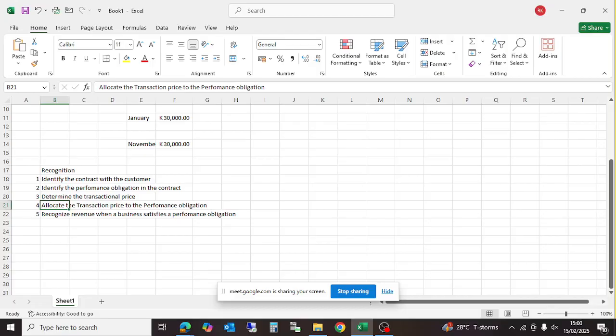Let's say a retail business sells a laptop for 10,000 kwacha, and then the customer pays immediately and takes the laptop. According to the International Financial Reporting Standard 15, when are we supposed to recognize the revenue? Because they've satisfied the performance obligation, the customer has gotten the goods, the laptop.